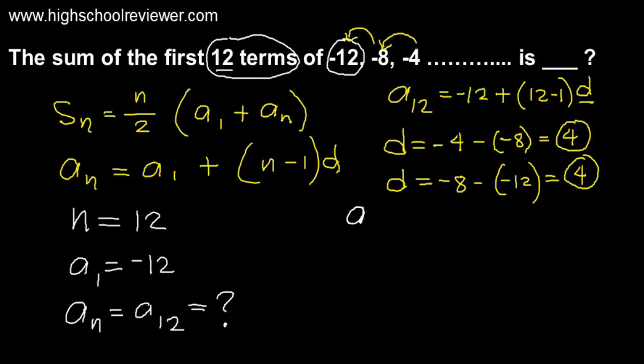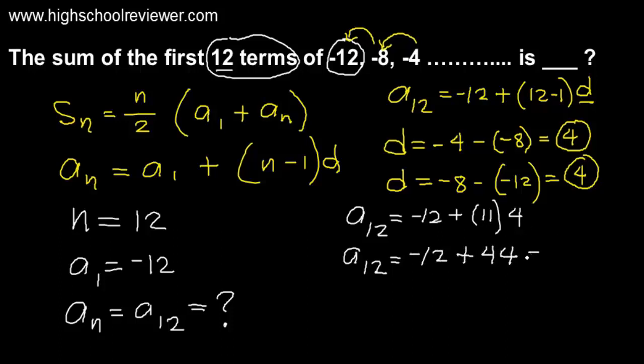Okay, so our a sub 12 now will be equal to negative 12 plus 12 minus 1 is 11, and our d is 4. A sub 12 will be equal to negative 12 plus 11 times 4 is 44. So this will be equal to negative 12 plus 44. This will give us positive 32.